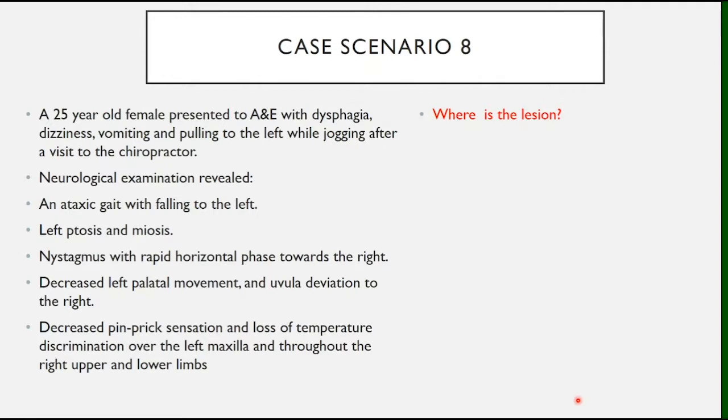Easily. So probably in the brainstem. Where? Probably lateral medulla. Okay, so which cranial nerves are involved? The cranial nerves involved in the medulla are 8, 9, 10, 11 and 12.